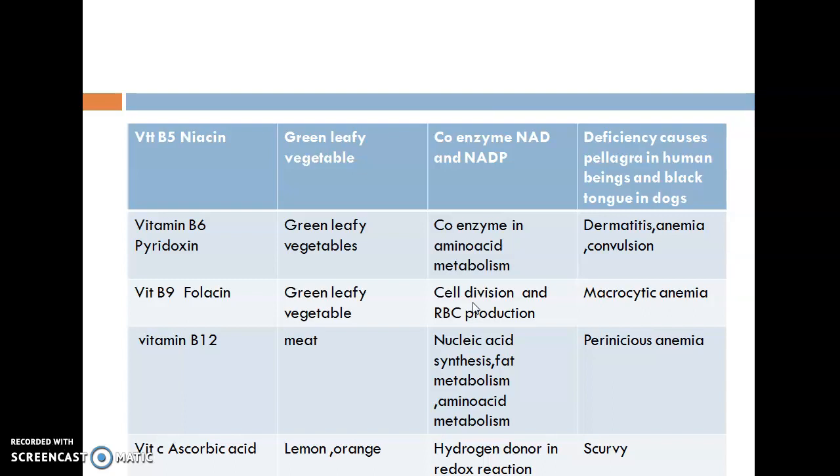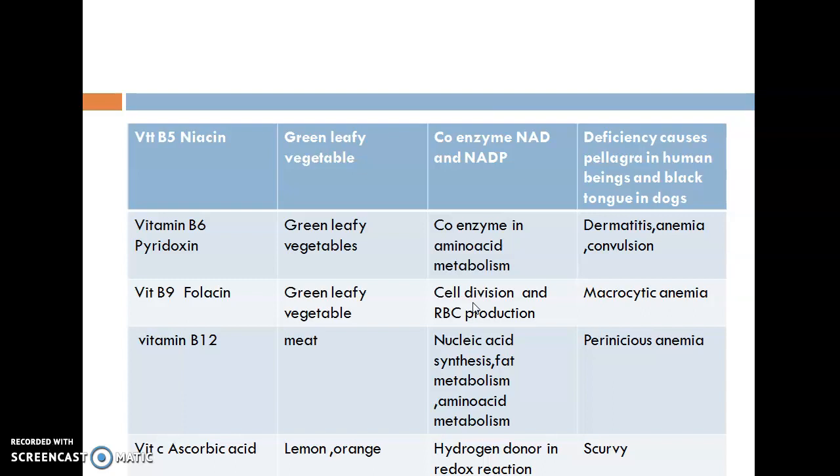It enhances the intestinal absorption of iron. It helps in the promotion of antibody production. So hence it is very essential for building the body defense mechanism also. Its deficiency causes the disease scurvy in human adults and infantile scurvy in children, small children. So which we will deal in detail in the coming slides.